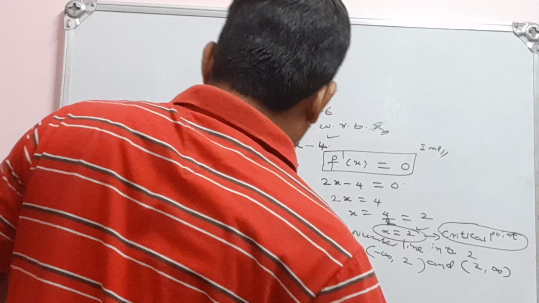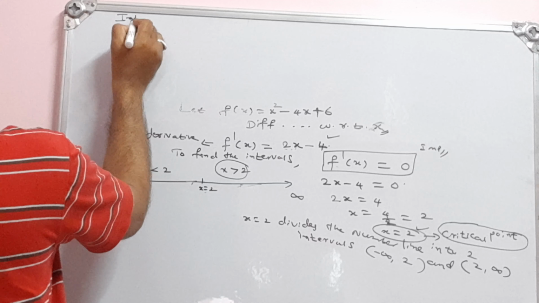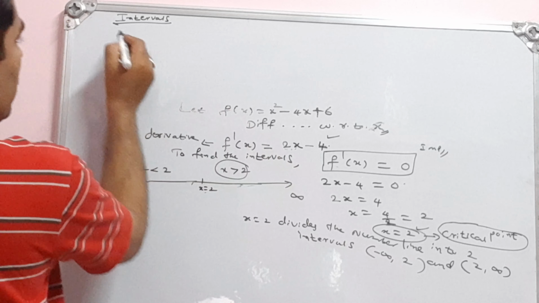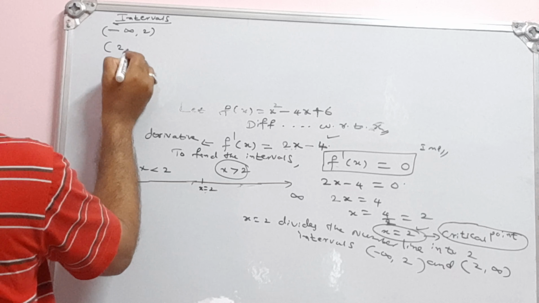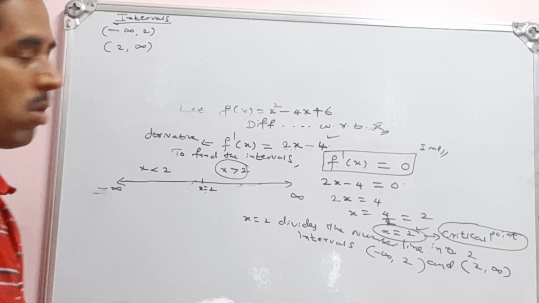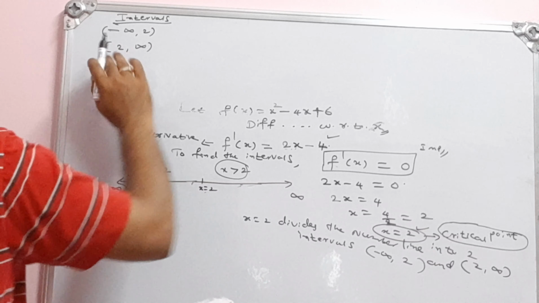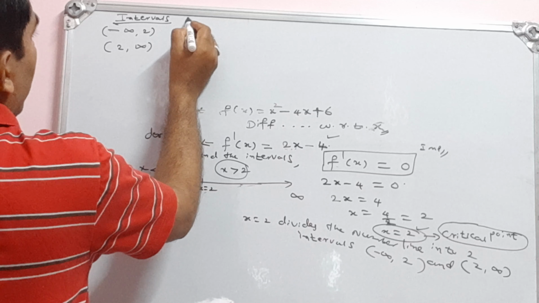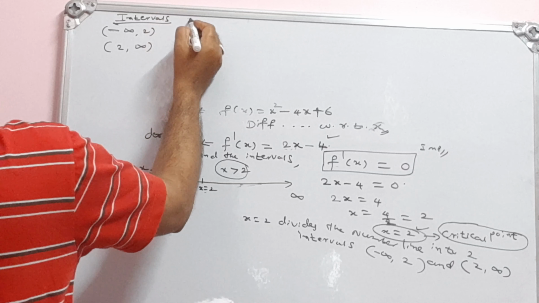I got the intervals, so let me write these two intervals here. Minus infinity to 2, then 2 to infinity. Otherwise, x is less than 2 and x is greater than 2, all are the same here. X is less than 2 means we consider this interval. X is greater than 2, I will cross 2. Then here we have to decide the sign of f dash x.